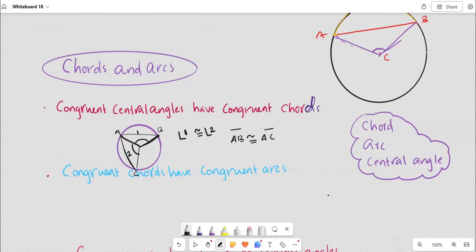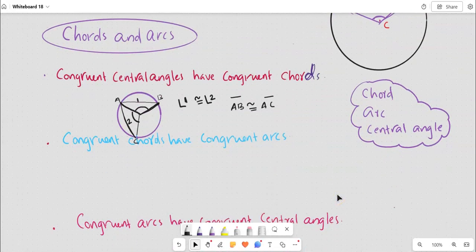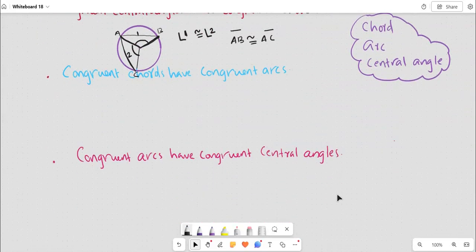You can practice problems based on these statements. In the coming videos, we will have more practice problems that will make more sense of this statement. And what is the next statement? The next statement is congruent chords have congruent arcs. Okay, so let me draw a circle first.